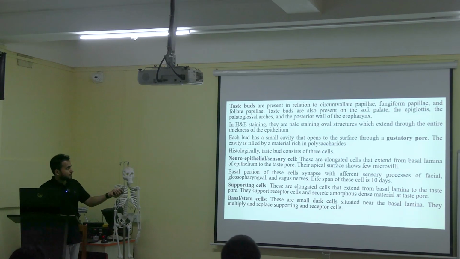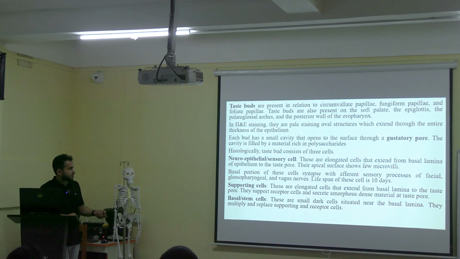So see the neuroepithelial cells, these are elongated cells extending from the basal epithelium to the taste pore. On the apical part, microvilli are present, which I have shown you just now.